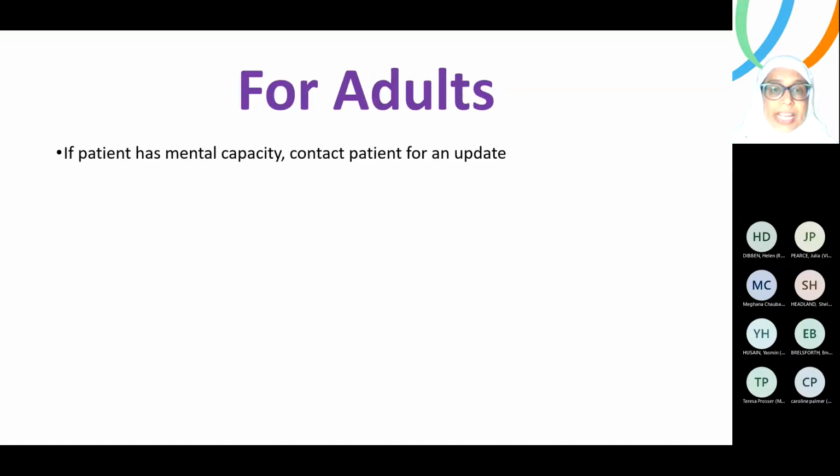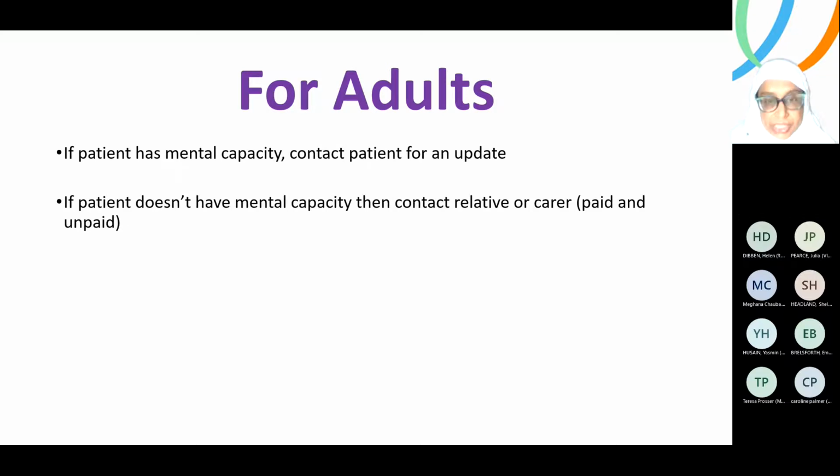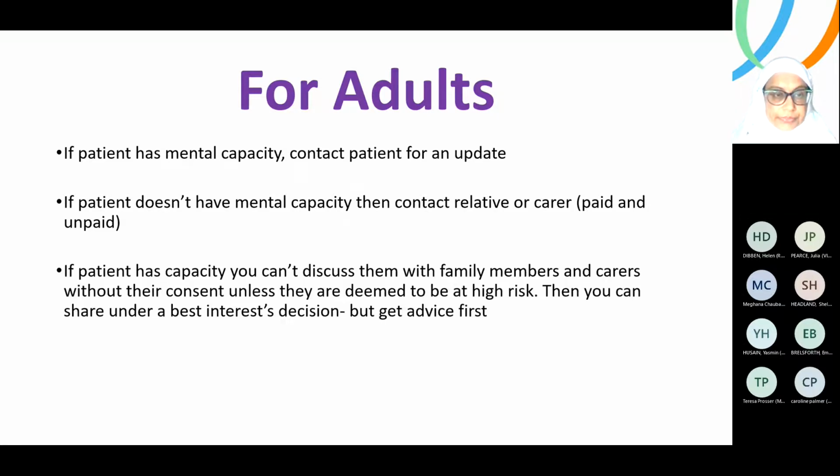And then for adults, if a patient has mental capacity, then obviously contact the patient for an update. If the patient doesn't have mental capacity, then you would contact their relative, as long as you know that they're not involved in the abuse, or their carer. A lot of patients we know have paid carer organisations, so make sure you've got those details on the patient's records. And there may be unpaid carers going in as well, so find out their details.